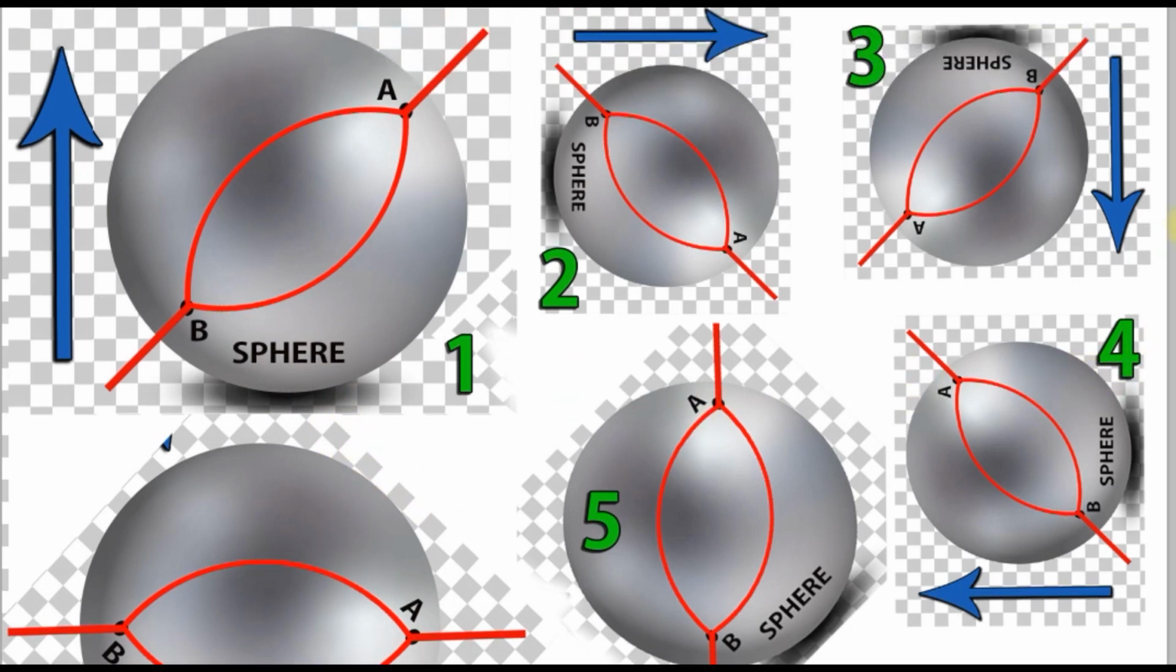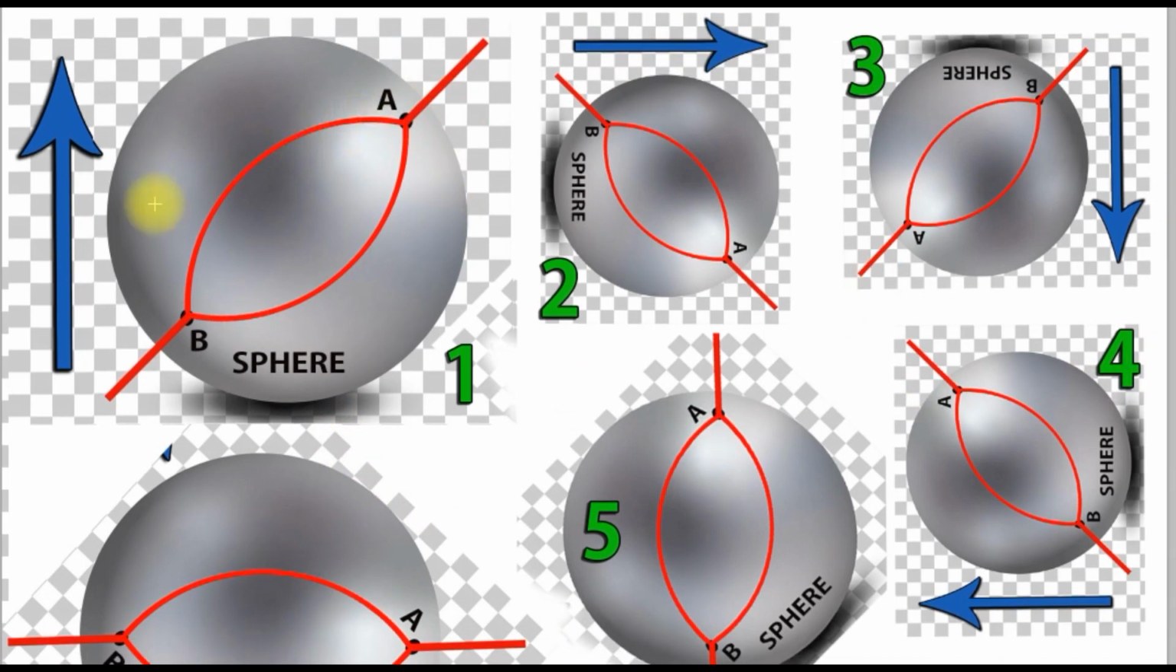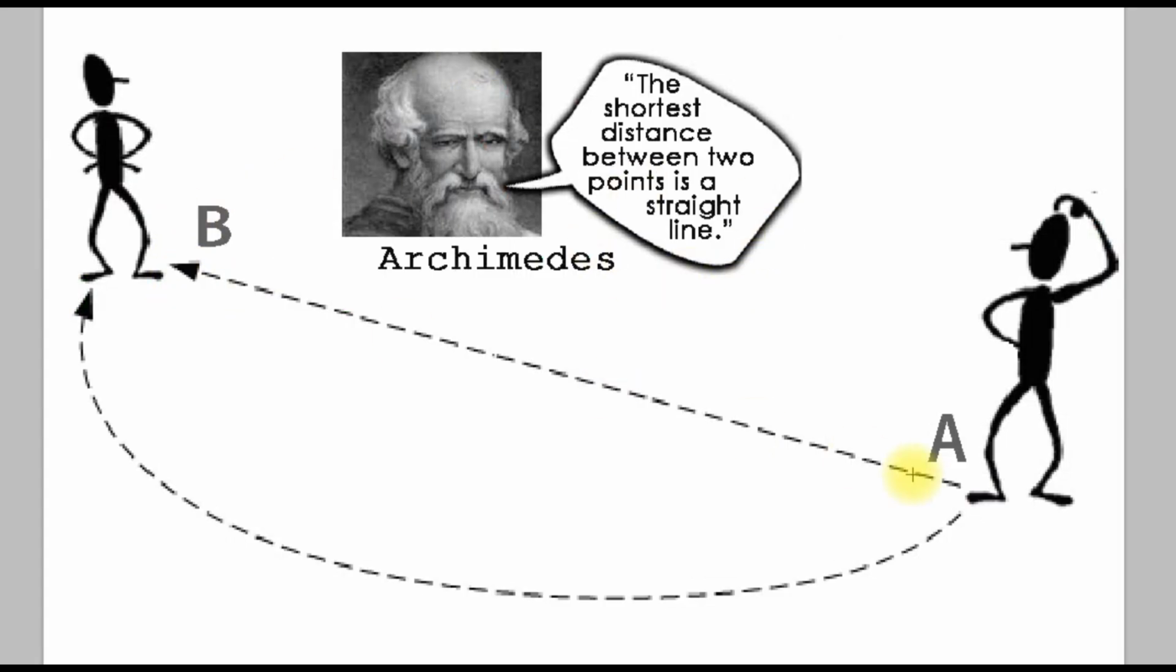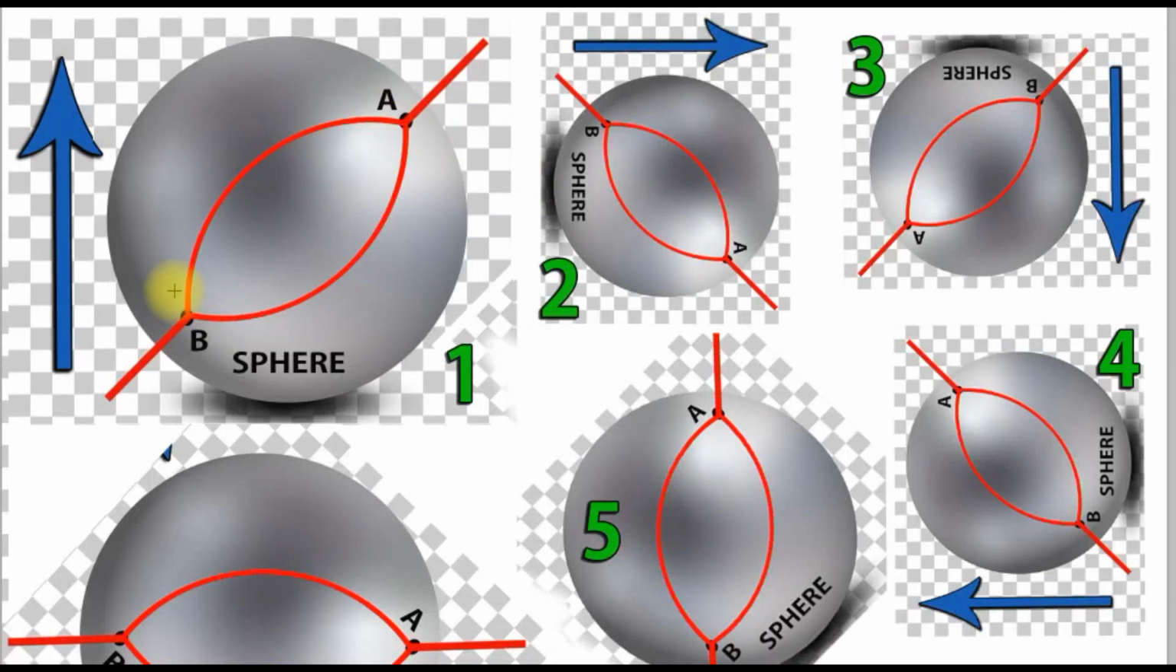But you have to understand that it doesn't matter the orientation, it would not change. For example, in here, the shortest distance between point A and B is a great circle on a sphere, not on a plane. So on a sphere, remember, on a plane, this is the right way. It's a straight line. But on a sphere, it's a great circle.